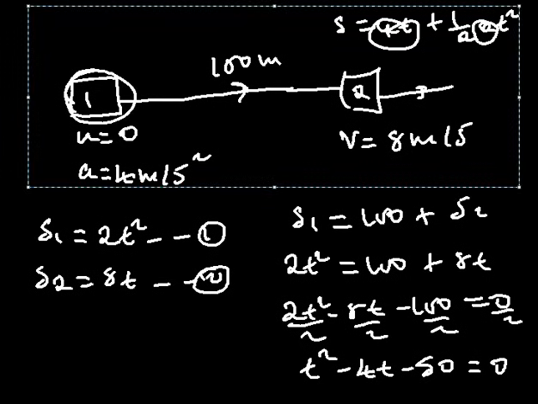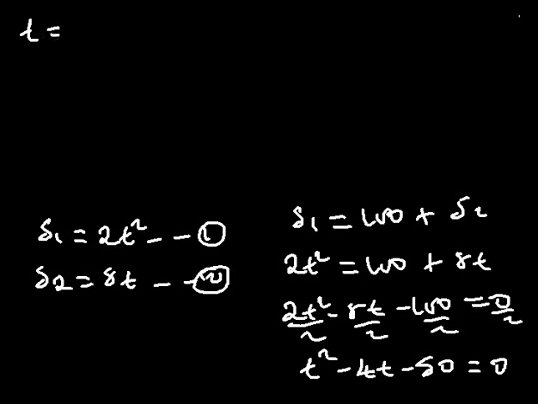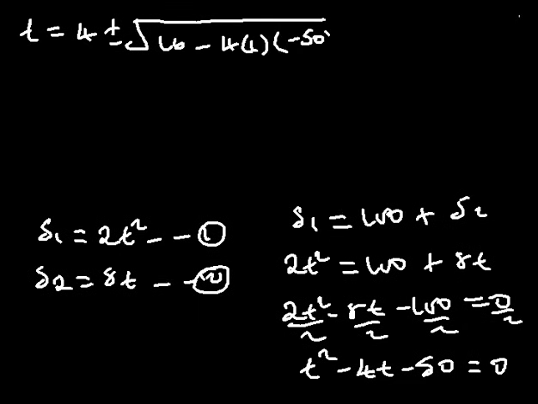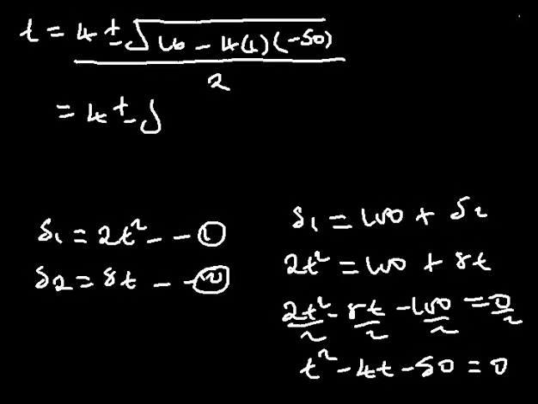Using the quadratic formula, t is equal to negative b, which is a positive 4, plus or minus the square root of b squared, which is 16, minus 4 times a, which is 1, times c, which is negative 50, all divided by 2a, which is 2. That is, we have 4 plus or minus the square root of 16 plus 200, which is divided by 2.